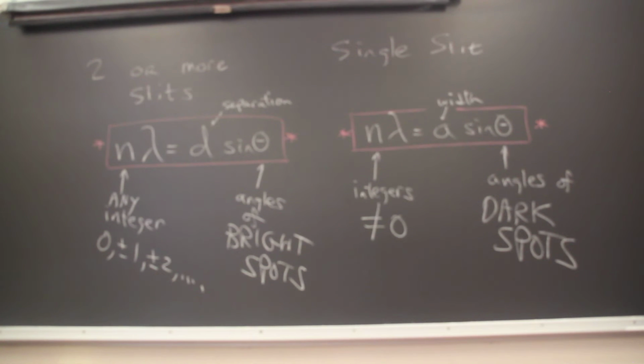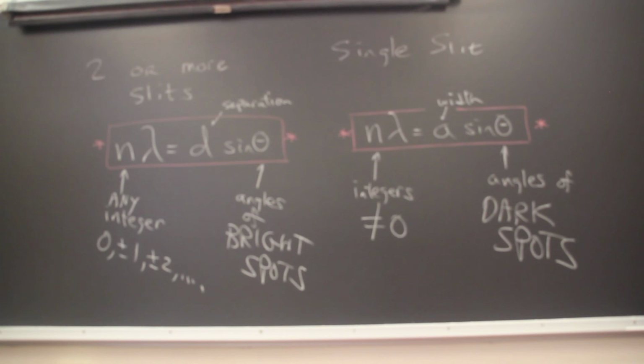The formula on the right applies in the case of waves passing through a single opening, and the a in this formula stands for the width of that opening. This formula reads n lambda equals a sine theta. But in the case of this formula, the theta will actually be angles at which you find dark spots. And this darkness occurs because waves which pass through different parts of a single opening can sometimes cancel each other out.